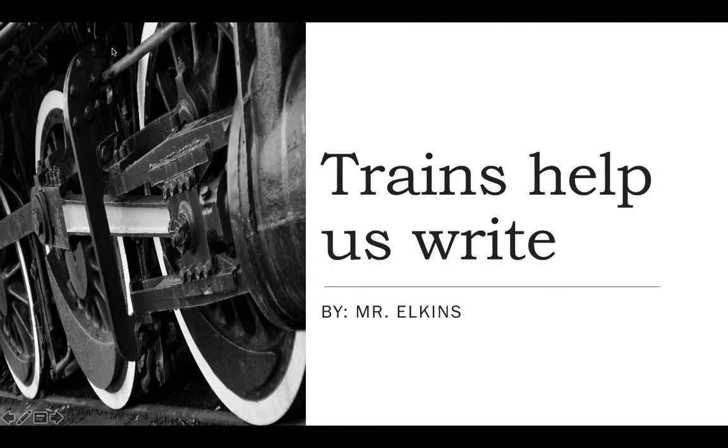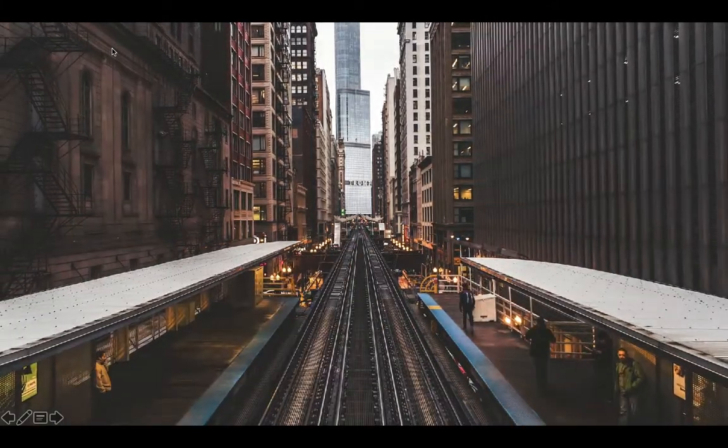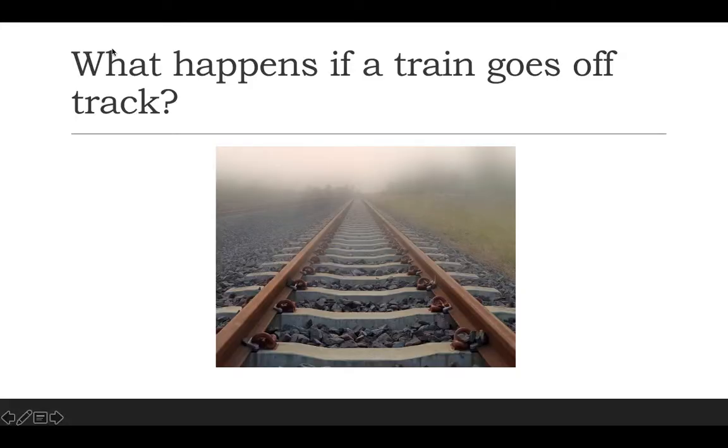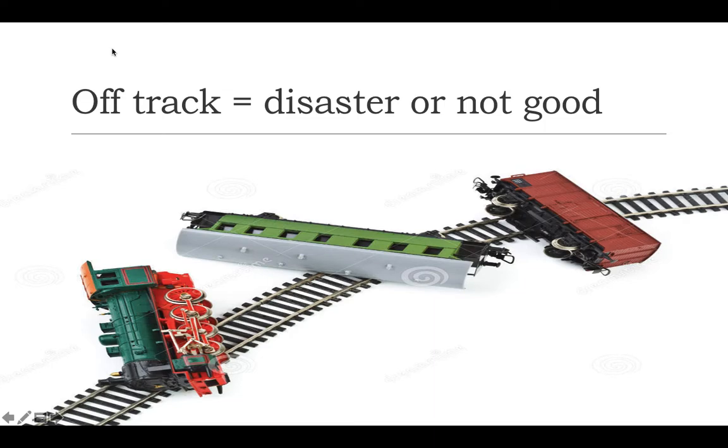So we're going to look at how trains can help us write. Think of a choo-choo train. For example, this right here would be a choo-choo train. So what happens if a train goes off the track? Take a moment, think about that. Off the track would be disaster or no good, right?